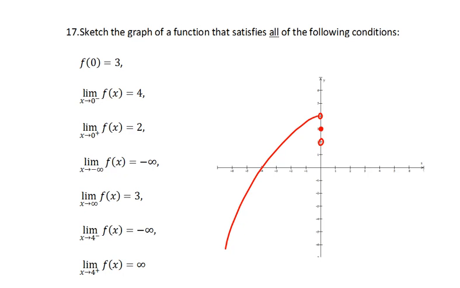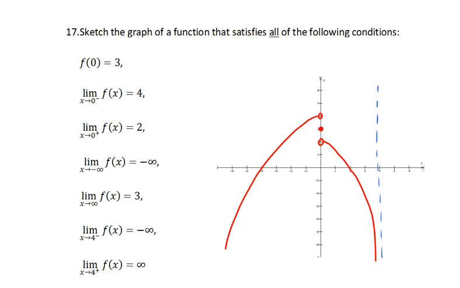However, before we get there, we want the limit as x approaches 4 from the left to be negative infinity. That tells us we're going to have a vertical asymptote. As we approach from the left, we're going to go to negative infinity. And remember, the limit as we approach 0 from the right was 2. And so we have to start from 2 and go down to negative infinity.